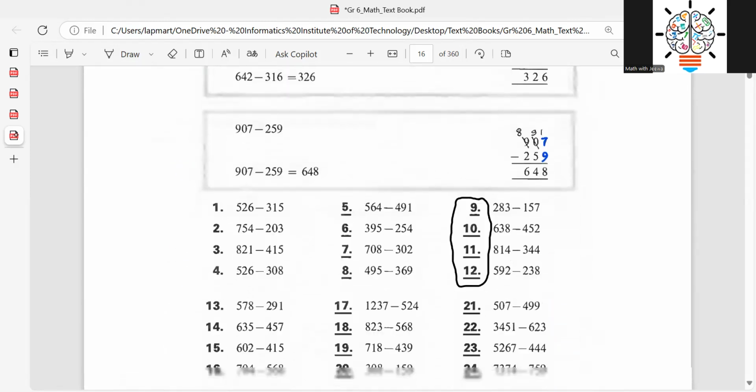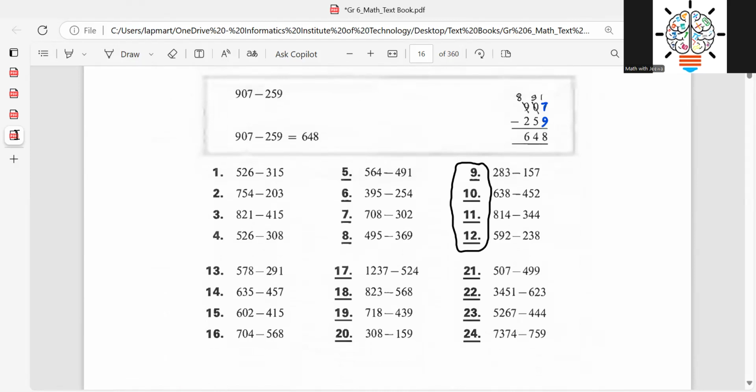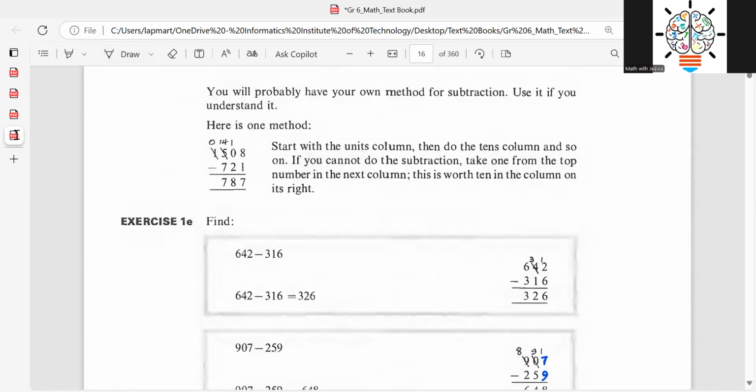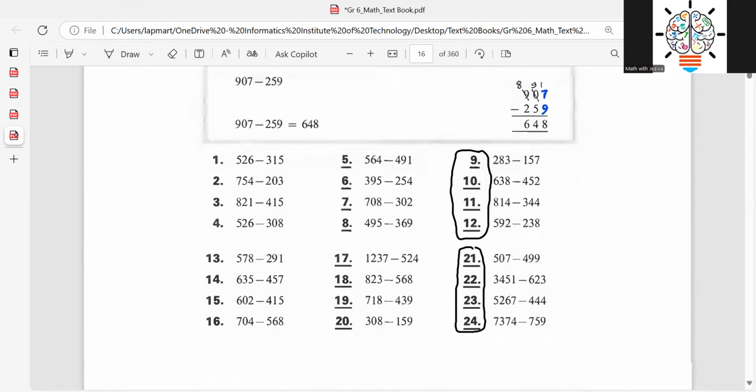But I prefer to give these sums, that is 9, 10, 11, 12, and these numbers. I'll mark it in black color. 21. So these 8 questions as the homework, right? 9, 10, 11, 12, 21, 22, 23. So mark these questions, 9 to 12 and 21 to 24, right? From where I get these questions, it's exercise 1E, right?